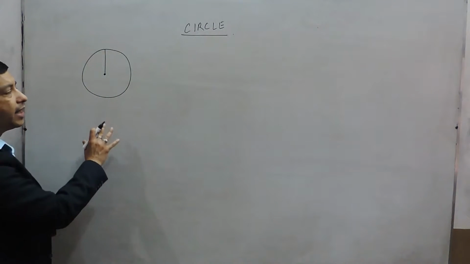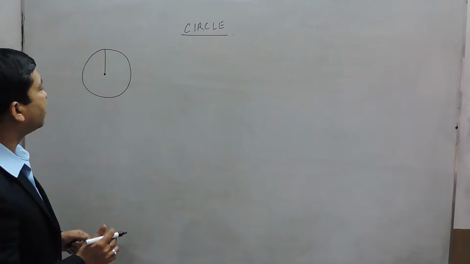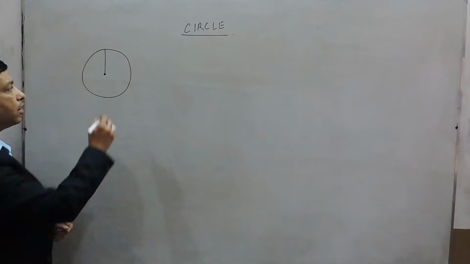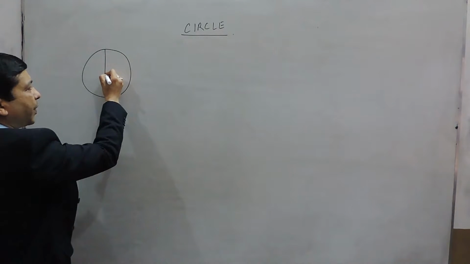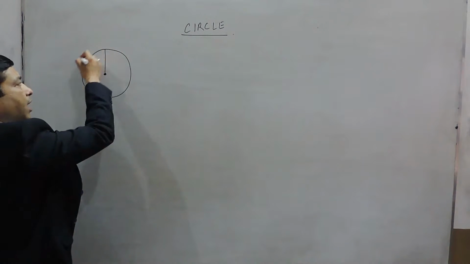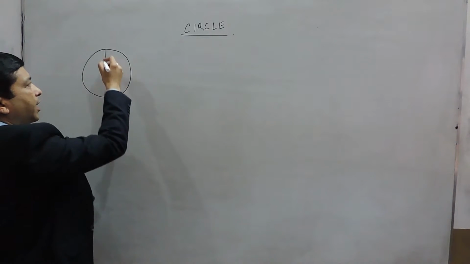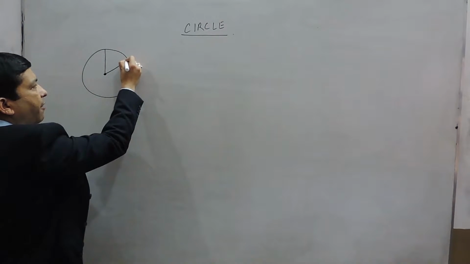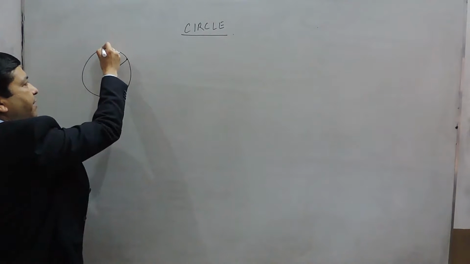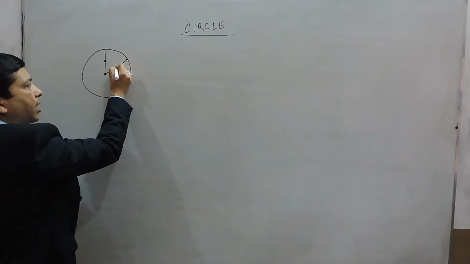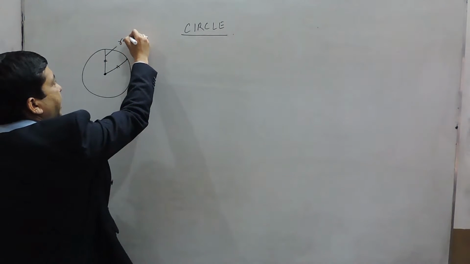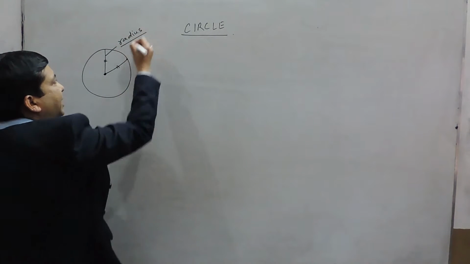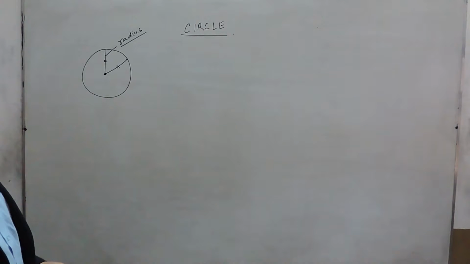First of all, we are defining the terms we use in the figure circle. First, we have to see that the distance between the center and the boundary of the circle is always constant. If we see this distance or this distance, these two are the constant distance, and this is known as the radius. So this is the first term we use in a circle.